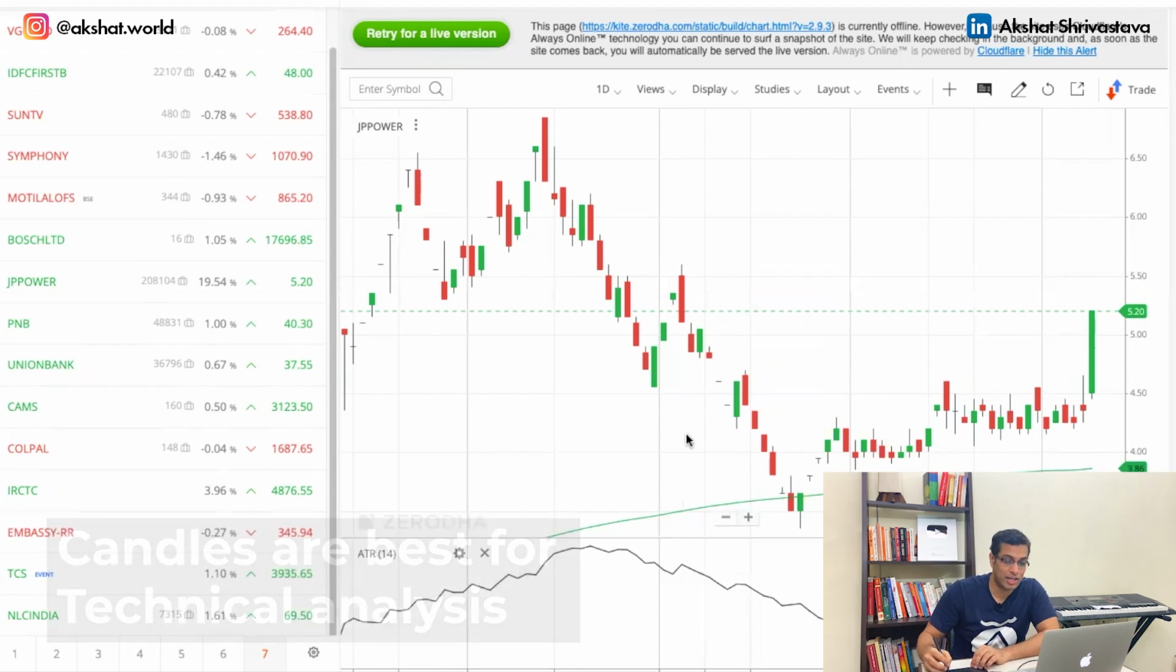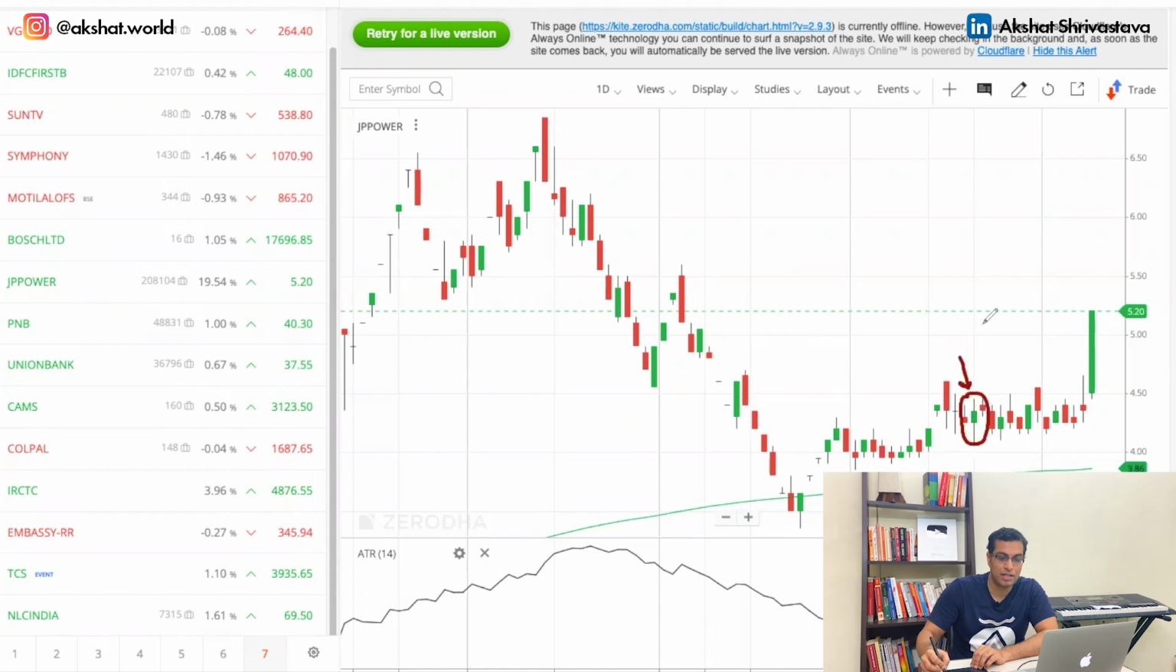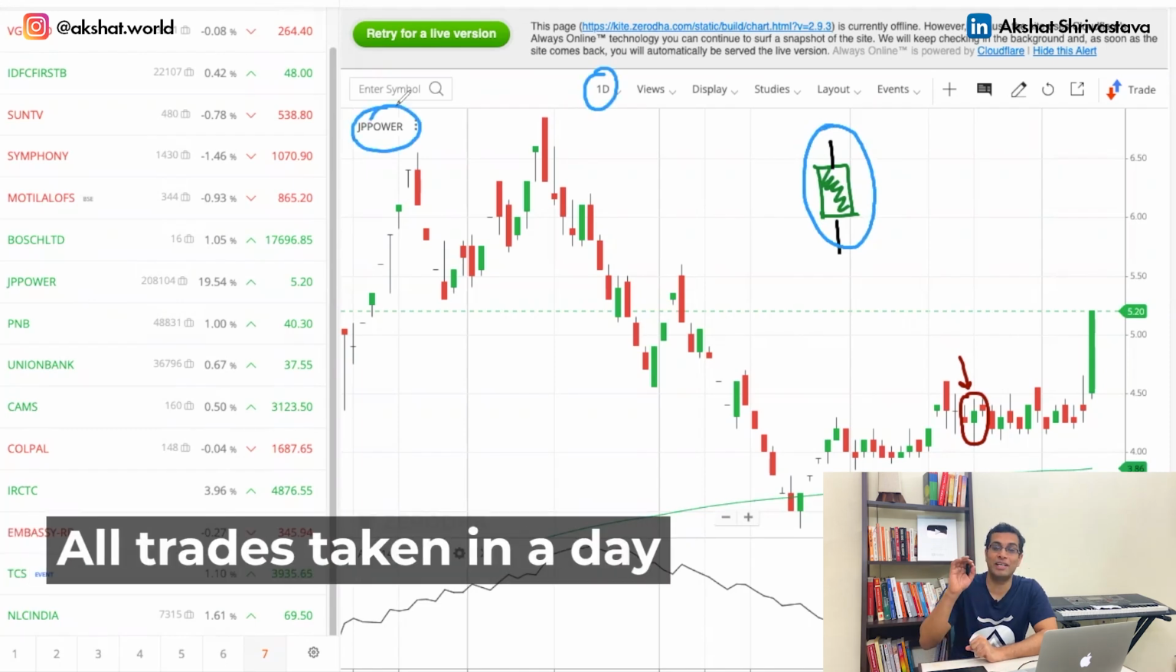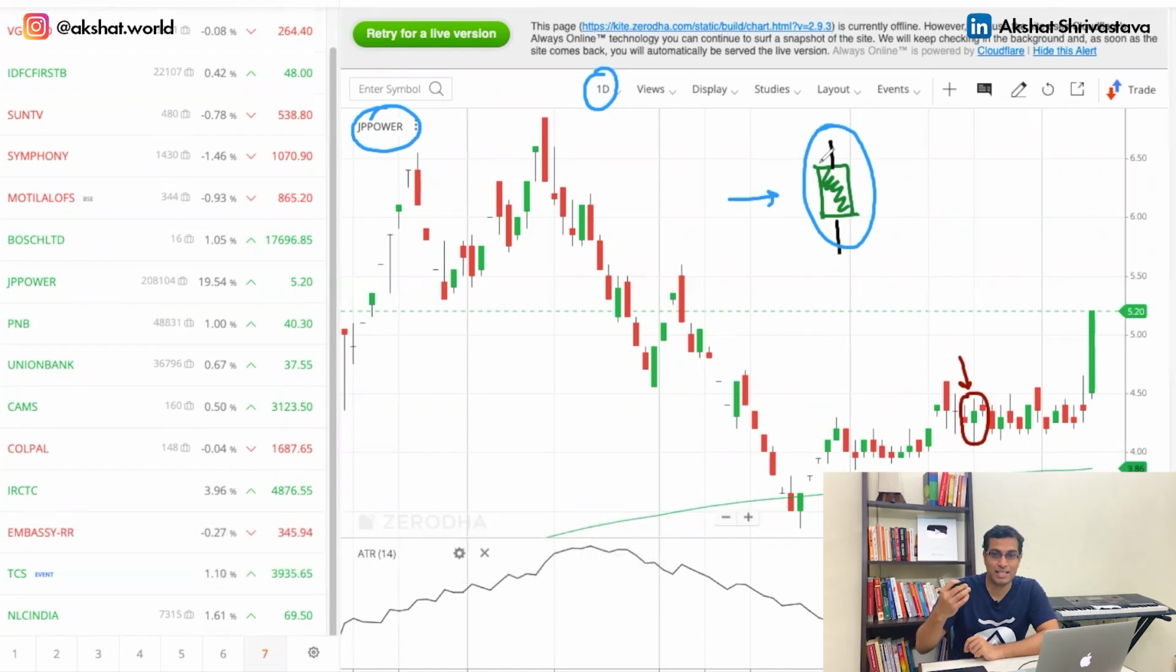Now you would say, okay, can you explain very quickly what this green candle means, right? So you see this green candle, what does this mean? Let me change the color and give you an example. This is a green candle and it looks something like this. Now, what does this indicate? This entire green candle indicates all the trades that have been taken in a day on JP Power across India. This is what this green candle indicates. Now this green candle has 2 parts. The first part is a body. And the second part is a wick, right?